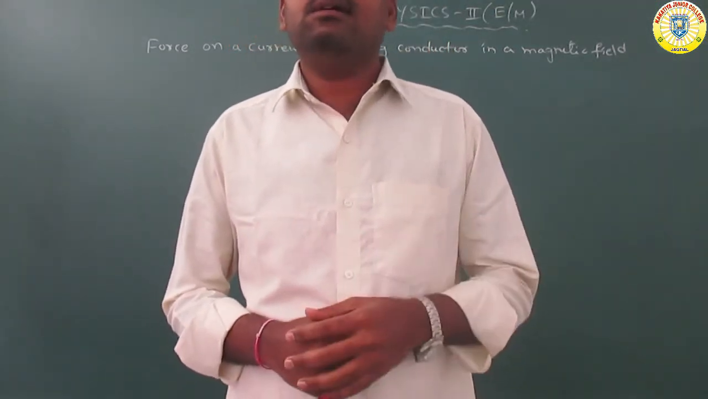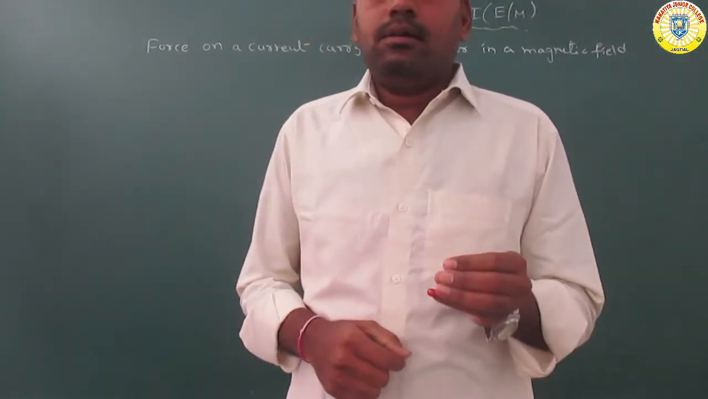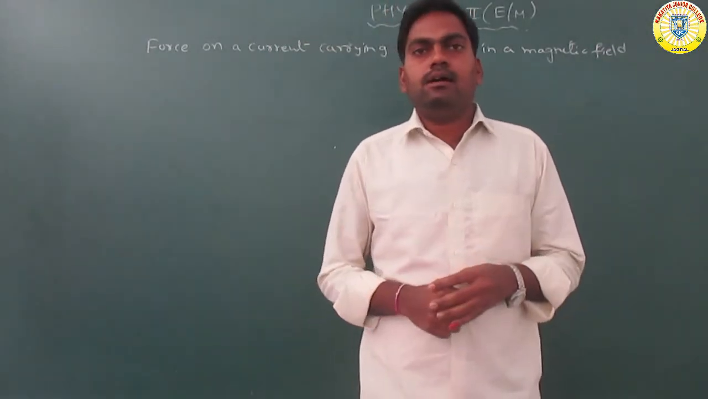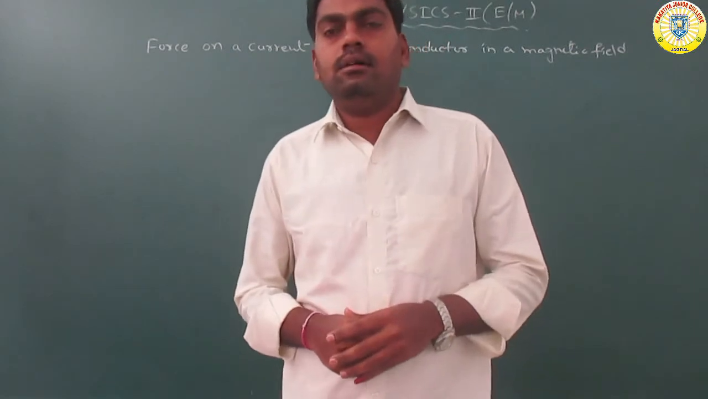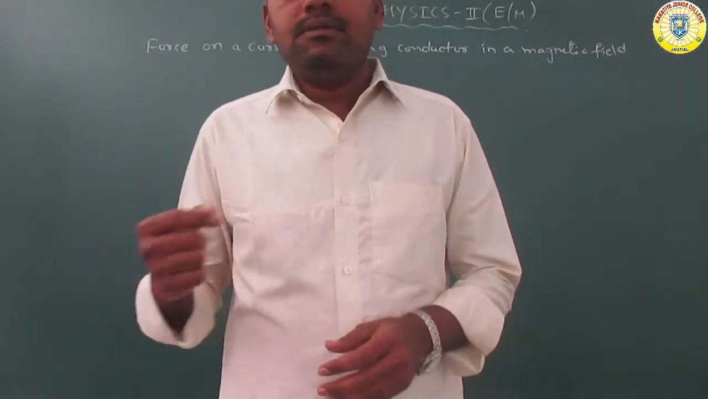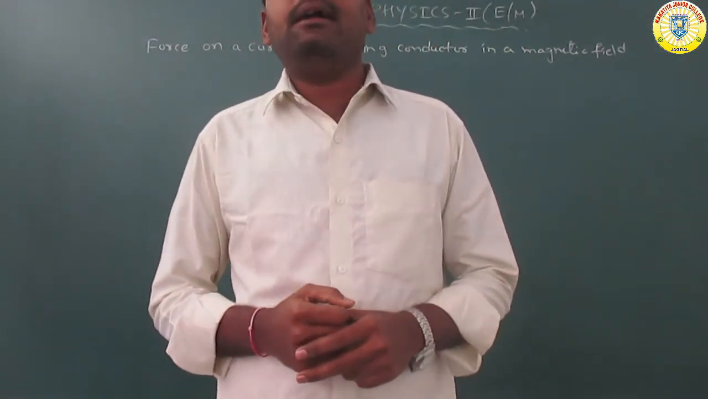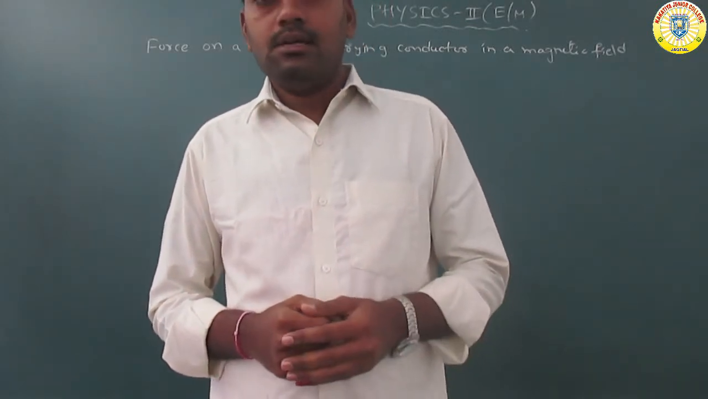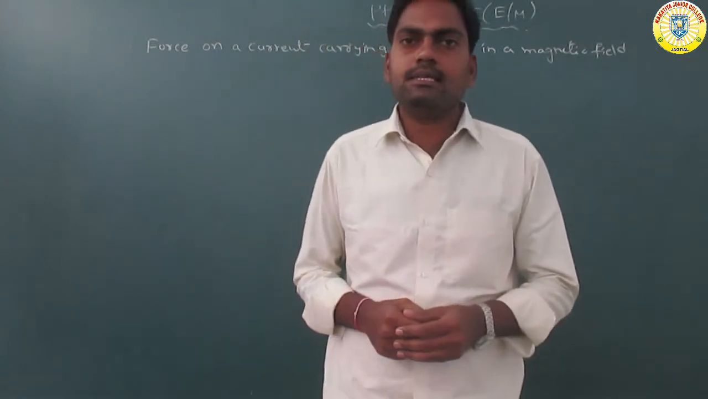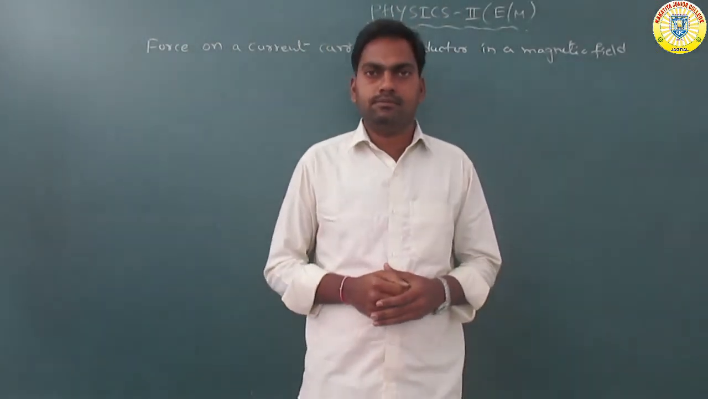So what is the expression for the current carrying conductor placed in the magnetic field, and the revolving of the electron to find out the magnetic moment? It is called NIA, which we discussed in the last class.